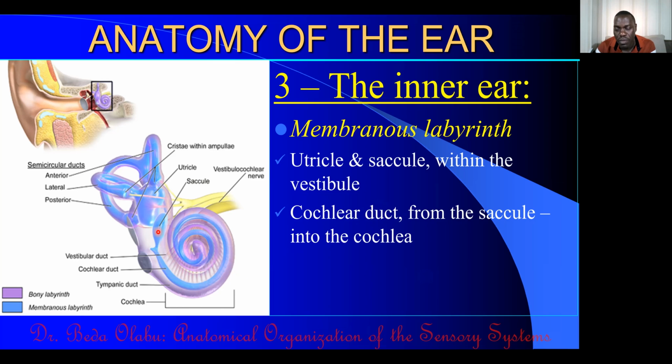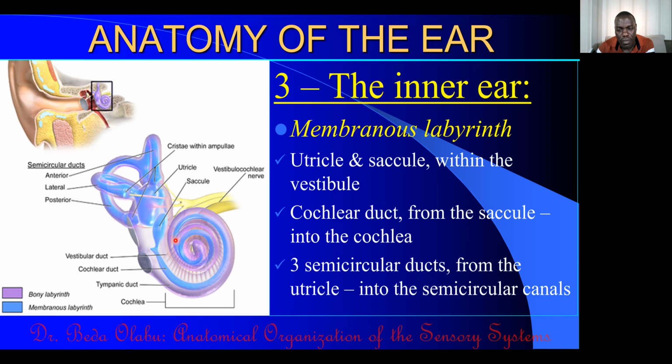In the same manner of concept, we have what we call semicircular ducts. So semicircular ducts are membranous labyrinths within the semicircular canals. But these semicircular ducts have their fluid being reserved within the utricle. So the utricle functions as a reservoir of fluid within the semicircular ducts. Great. These are the components of the membranous labyrinth.